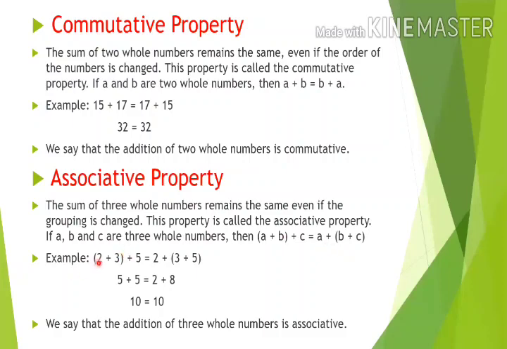For example, 2 plus 3 plus 5. First, grouping is done of 2 plus 3. 2 plus 3 is equal to 5. To the sum of 2 plus 3, we add the next number 5. So 5 plus 5 is equal to 10.